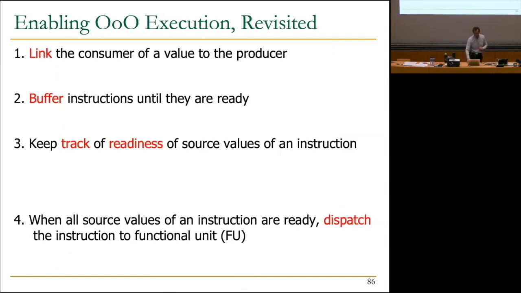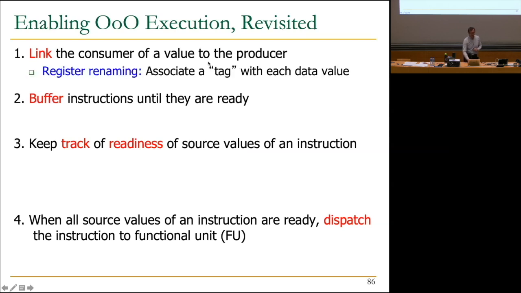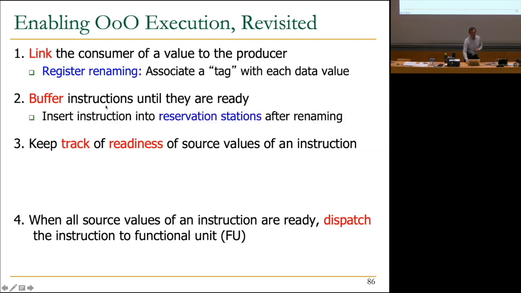Let me quickly go over some things and then we're going to conclude. These are the major concepts in out-of-order execution. We link the consumer of a value to the producer using register renaming. This associates a tag with each data value. We buffer the instructions until they're ready. This requires inserting instructions into the reservation stations after renaming.